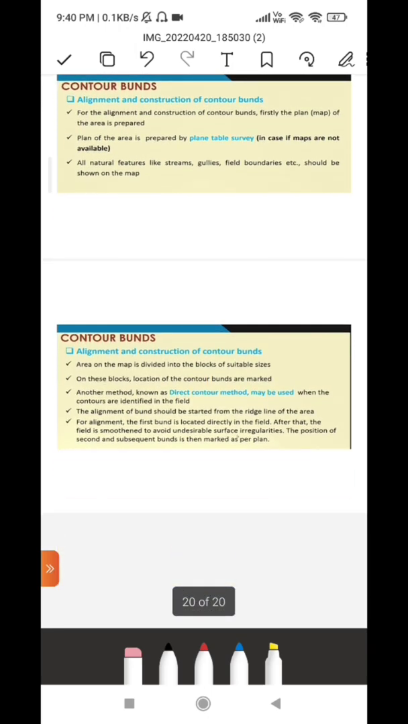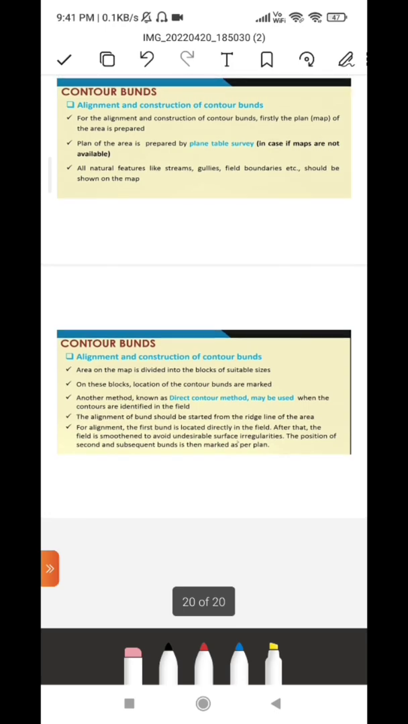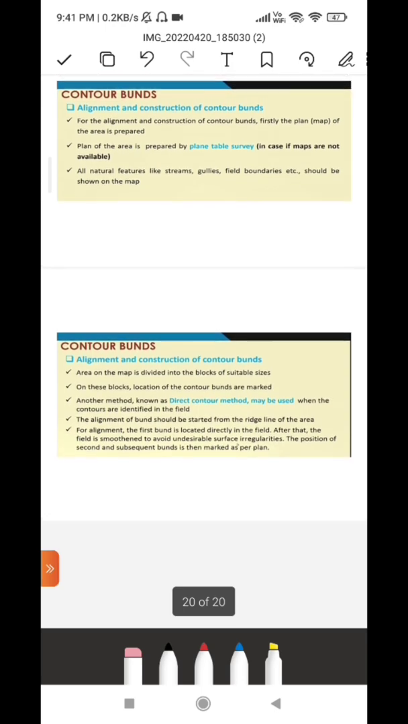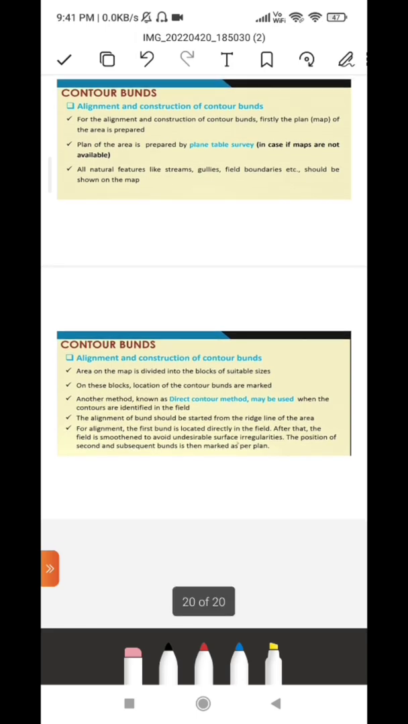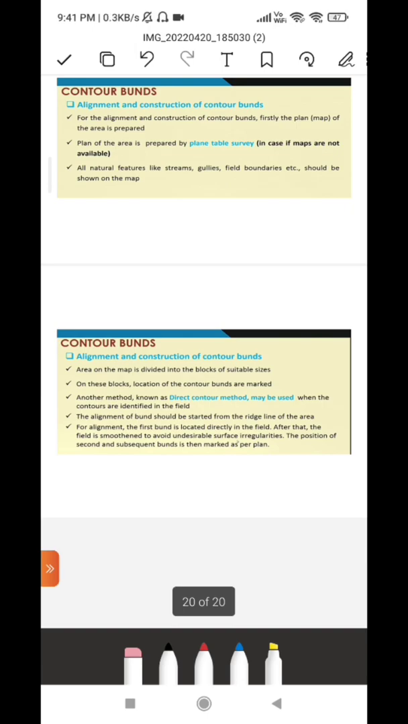The area of the map is divided into blocks of suitable size, and in these blocks, the location of the control points are marked. Currently we use the direct contour method, in which we already know the contour lines and we just put the bunds on those contour lines, starting from the ridge line of the area. For the alignment, the first one is directly located in the field, and after that the field is smoothened to avoid undesirable surface irregularities, and the position of the second and subsequent bunds is then marked as per the plan.